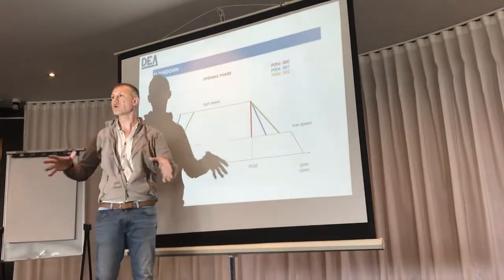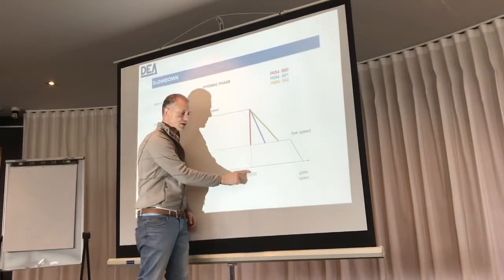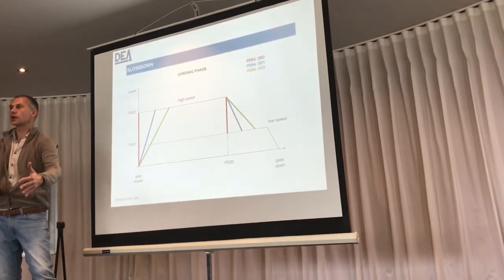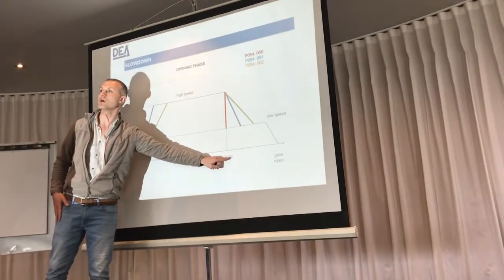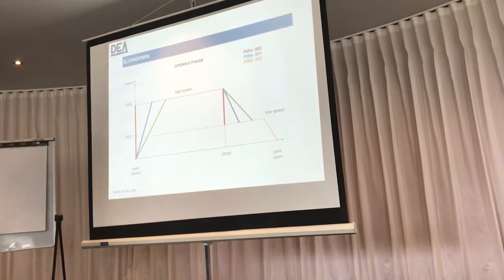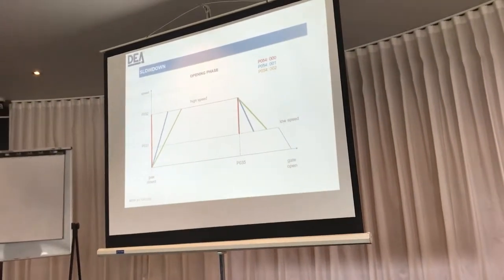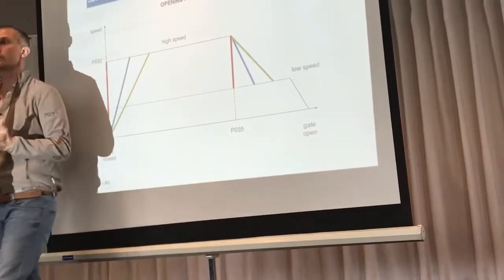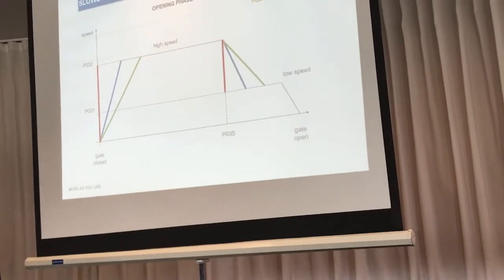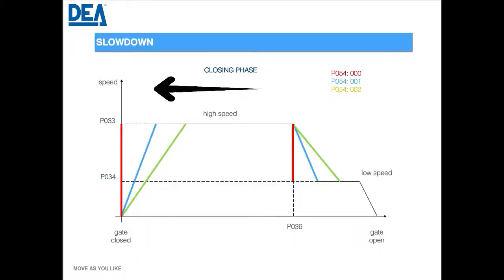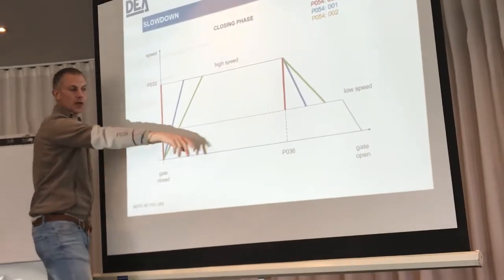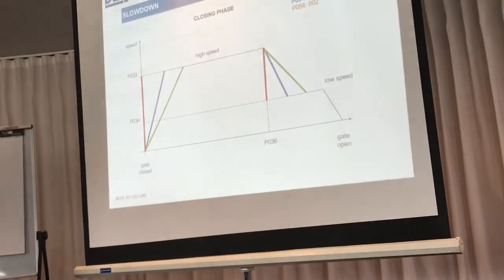So what I do personally when I set up a gate or a barrier or something, I always start with this a little bit high, and then I see when the gate is actually in low speed, and if it is too much, then I start reducing this. Everybody has his own method, that's what I do, but the idea that I want to pass is to take care of this, because if this is too low, maybe you won't even reach the slowdown speed. And same thing for the other phase, the closing phase. You have exactly the same thing, same parameter 54, but different values here: 53 high speed, 54 low speed, and 36 for the slowdown distance.